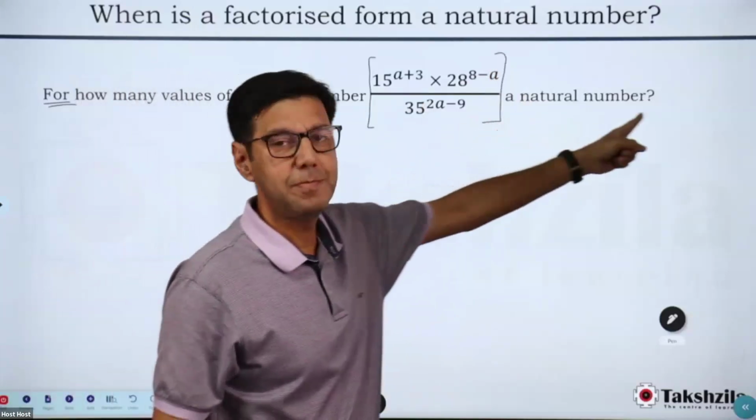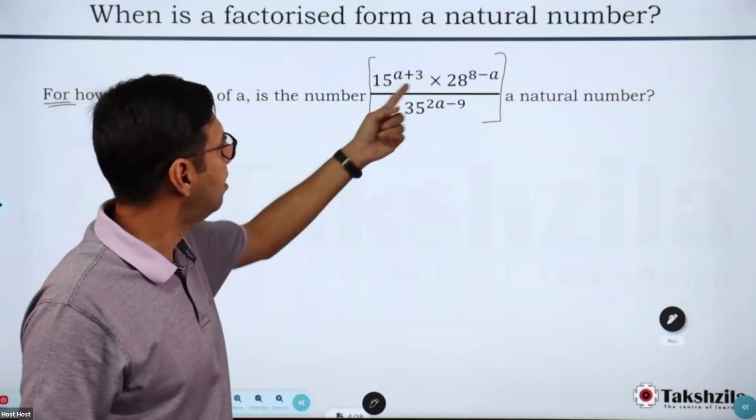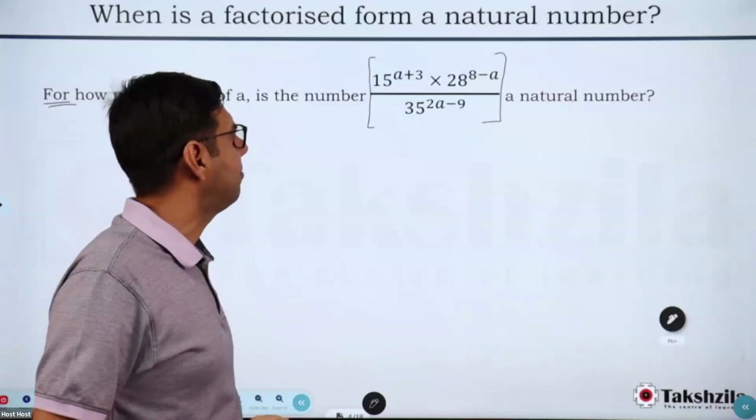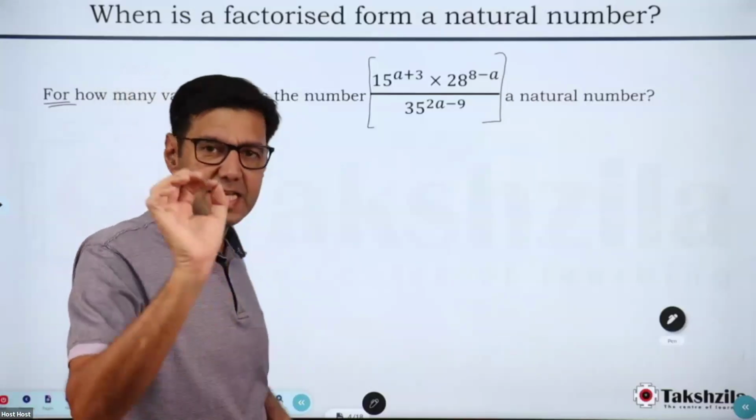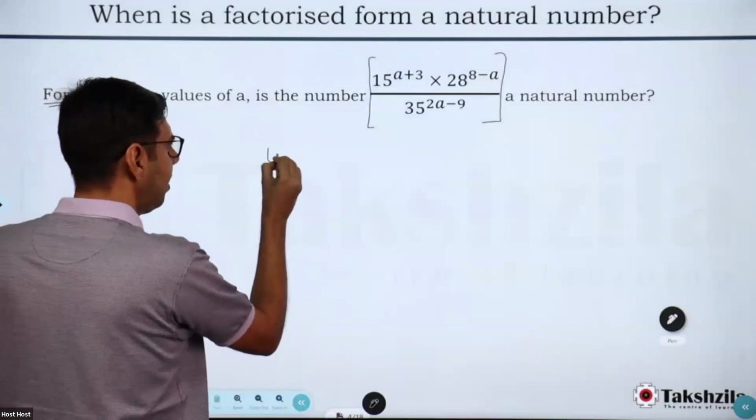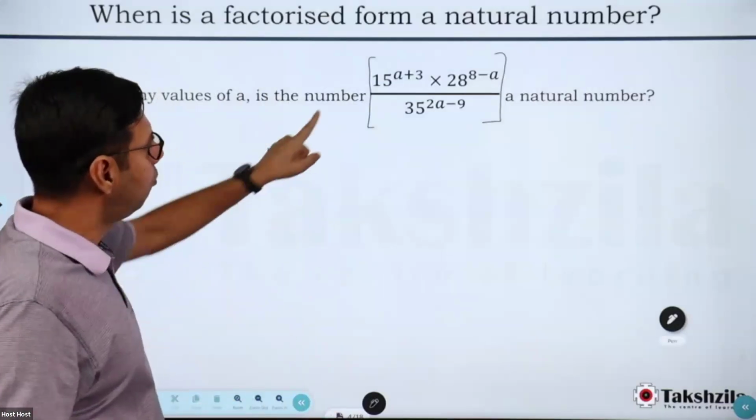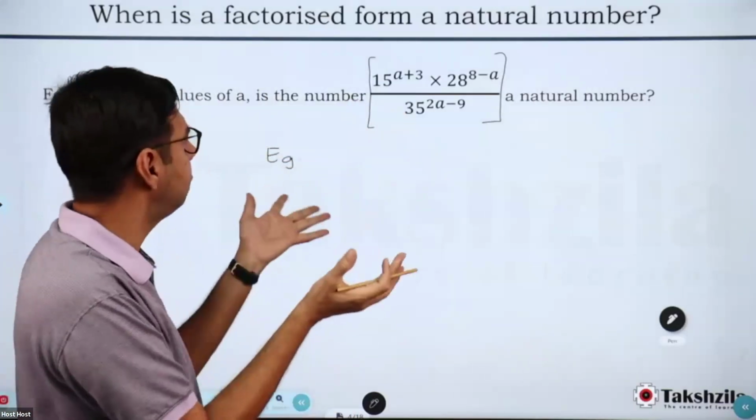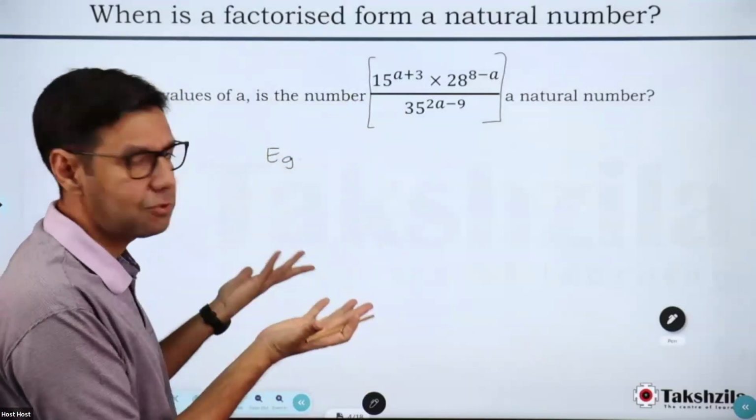This number should be a natural number. So what is the value of A? Yes, for example, I'm just giving you an example. If you notice this now, even the best of the students gets suddenly zapped by this. So what am I supposed to do?